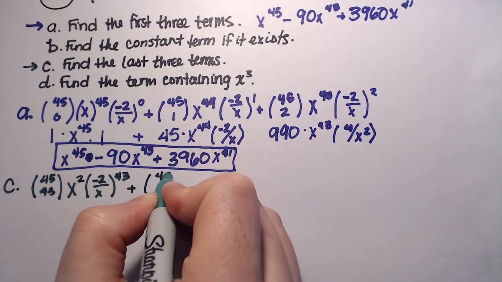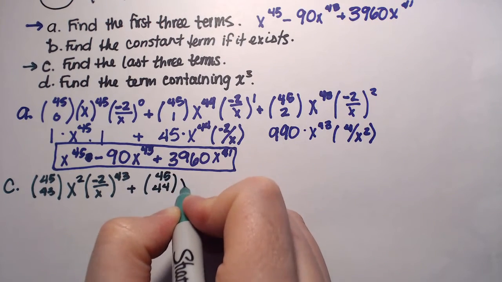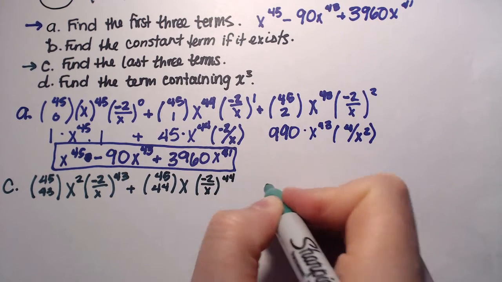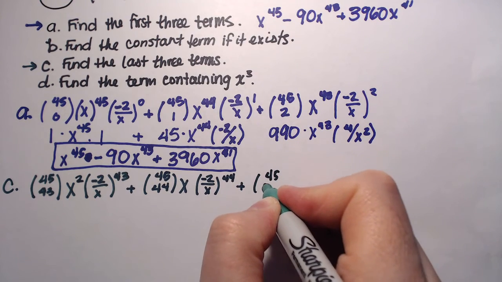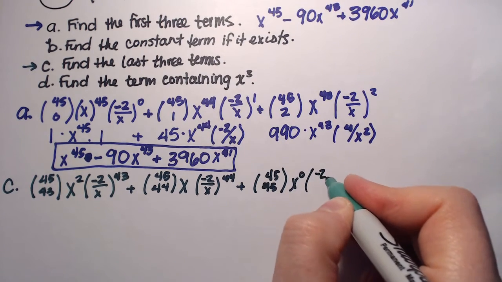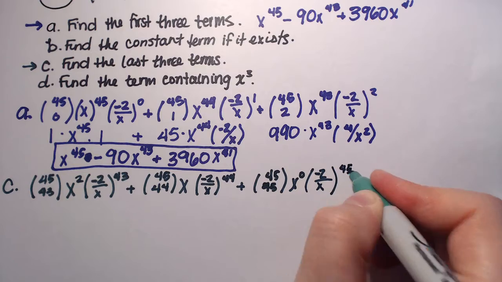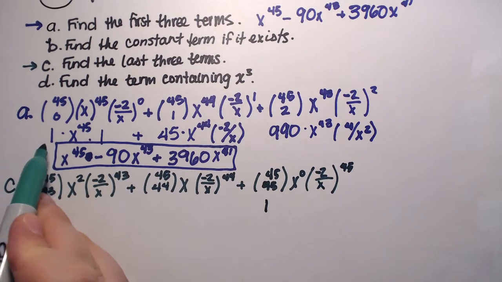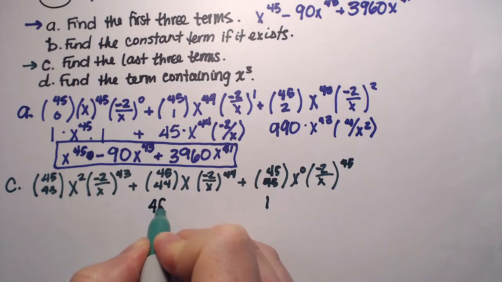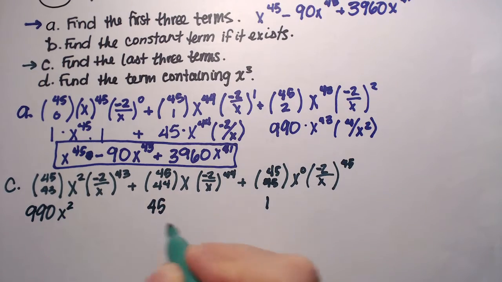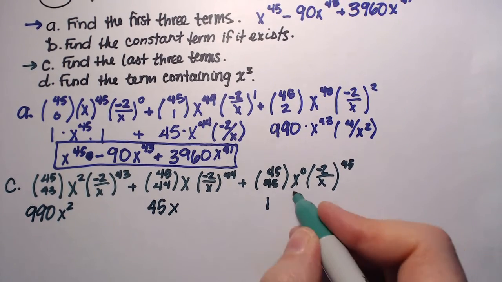And then we're going to do 45, 44. And it's going to be decreasing, and this one's going to be increasing. And then 45, 45 decreases to 0. Okay, so because of the symmetry, this is going to be a 1, this one's going to be 45, and this one's going to be 990. And you can always type it into the calculator. And then I have x squared, x, and no x's.